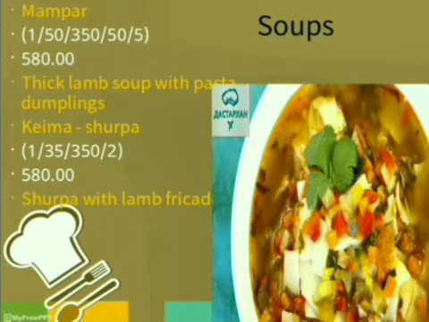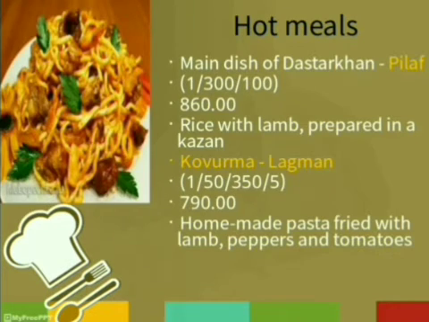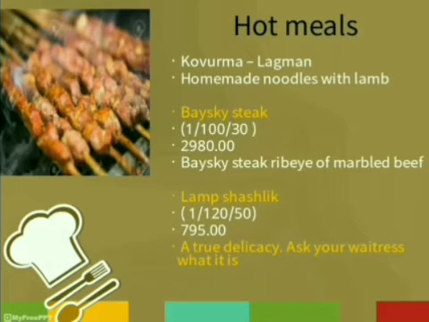When they say mampar, you can see the explanation. Ugra, chicken soup with homemade noodles. Chalop, cold sour milk soup with veal strips, cucumber, and so on. Pilaf, pay attention to the explanation: rice with lamb prepared in the kazan. Rice with lamb: some general information will appear in the mind of the reader. Kaurma lagman, homemade pasta fried with lamb, peppers, and tomatoes.